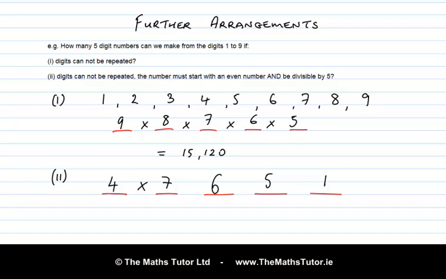And again, multiply these to find out the total number of arrangements. So 4 by 7 by 6 by 5 by 1. So if we do that in our calculator, it turns out to be 840 different arrangements. So because we've got all these restrictions, we end up with a lot fewer permutations. Let's look at another example.